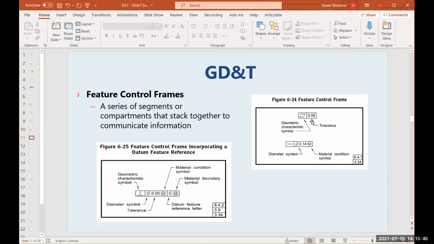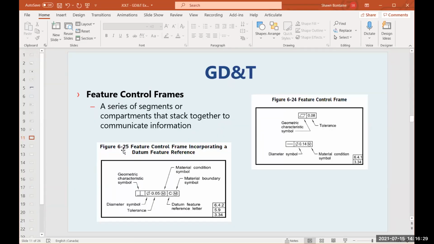The second compartment is the actual tolerance. So in this first example, we have a flatness requirement of 0.08. In the second example, we have a straightness requirement of 0.14. Now, in the actual tolerance portion, you can come across other symbols. The most common is a diameter symbol, which in this case indicates that we're talking about the straightness of an axis. It is a feature of size like a shaft, and the straightness is applied to the axis of the shaft. You can also come across material condition symbols, and we'll touch on that a bit today as well.